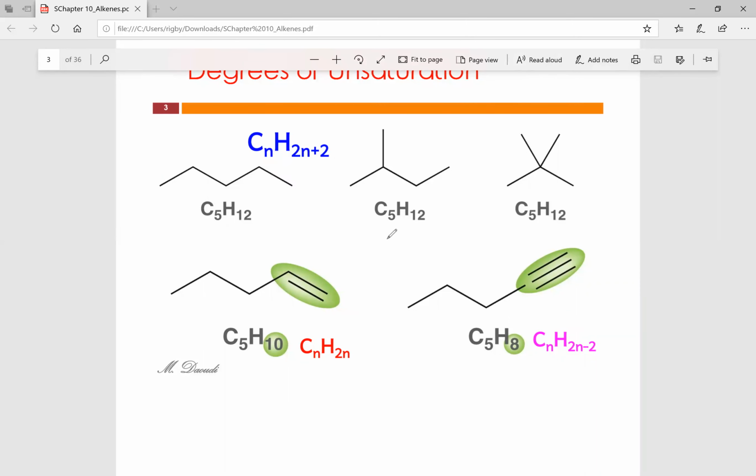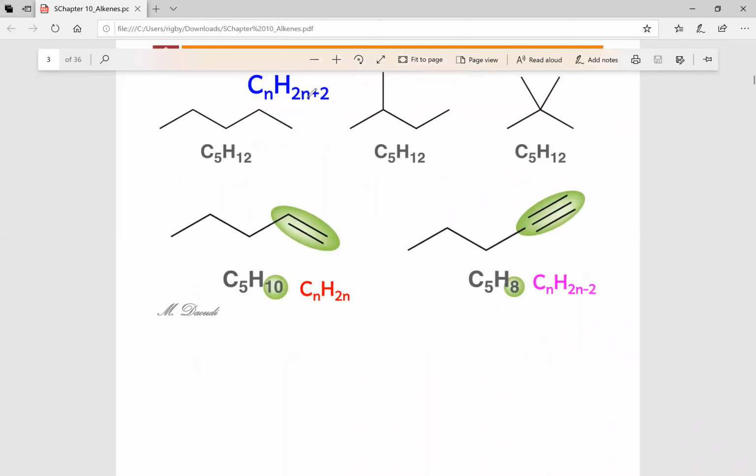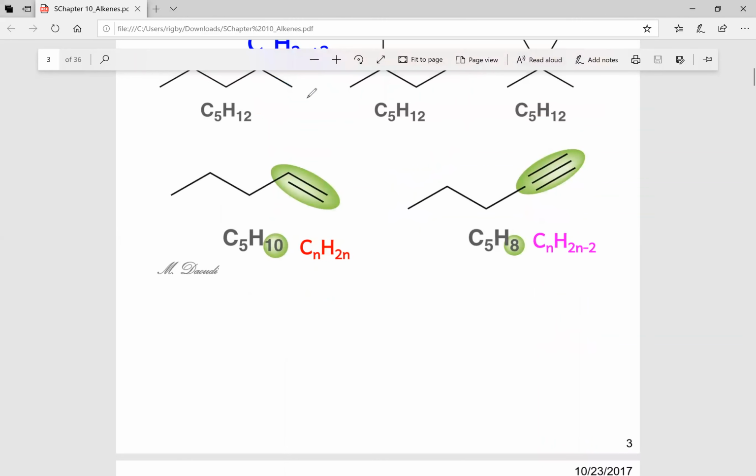So for example, in here, if we have 5 carbons, so n equals 5, the number of hydrogens that we want is 5 times 2 plus 2, which equals 12, the number of hydrogens in these structures, okay? So we can see here that these top 3 representations are fully saturated. But we call something unsaturated when we do not have the maximum amount of hydrogens for the number of carbons that we have. So in this case, we see that we have 10 hydrogens instead of 12. In this case, we see we have 8 hydrogens instead of 12.